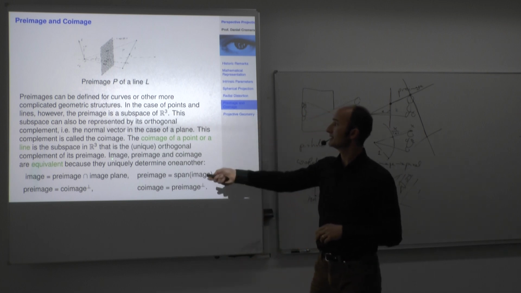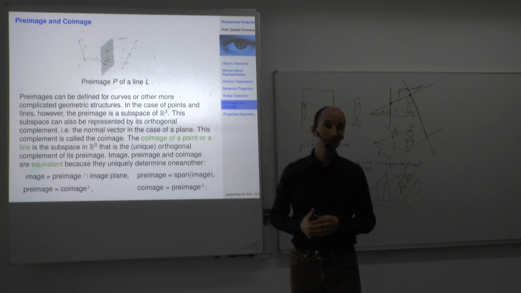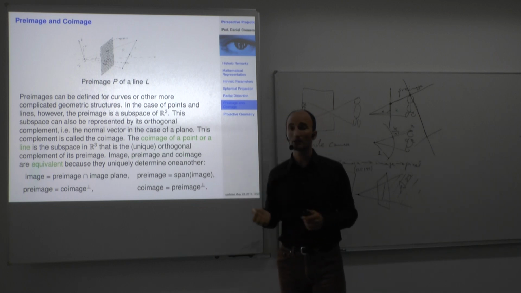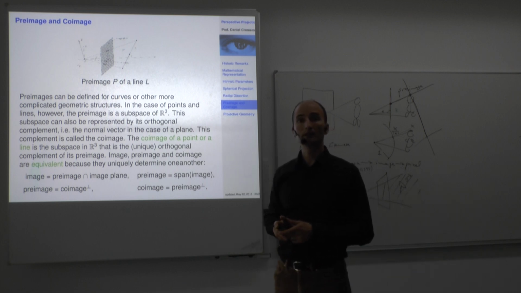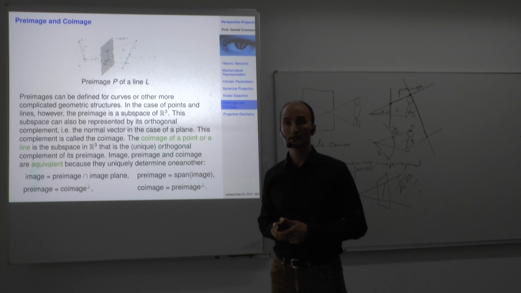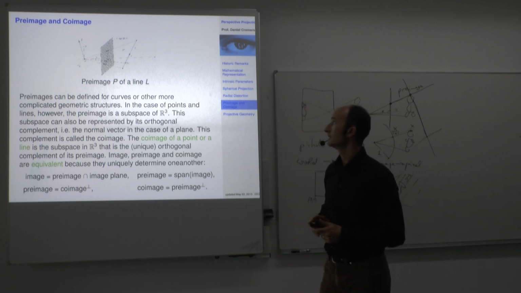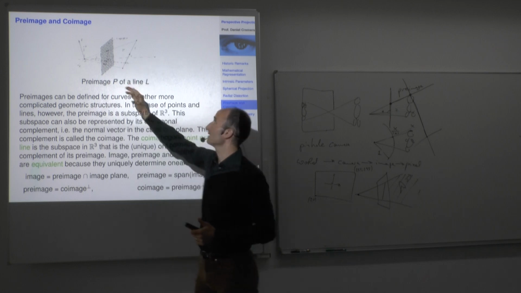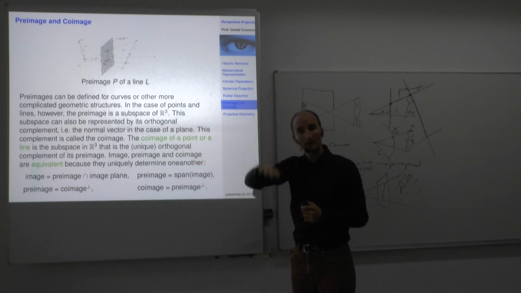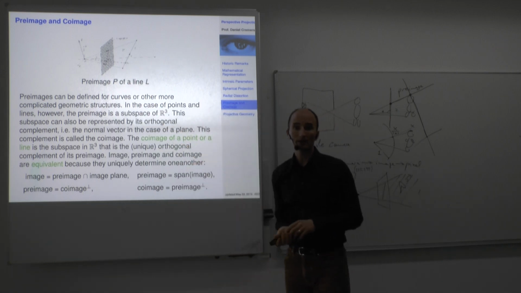We can treat the image, the pre-image, and the co-image equivalently because they all determine each other, yes? But the co-image has to be constrained somehow, right? Exactly, yeah. So if you have the normal vector on the plane, you have to define where the plane lies. Otherwise, that offset is free.